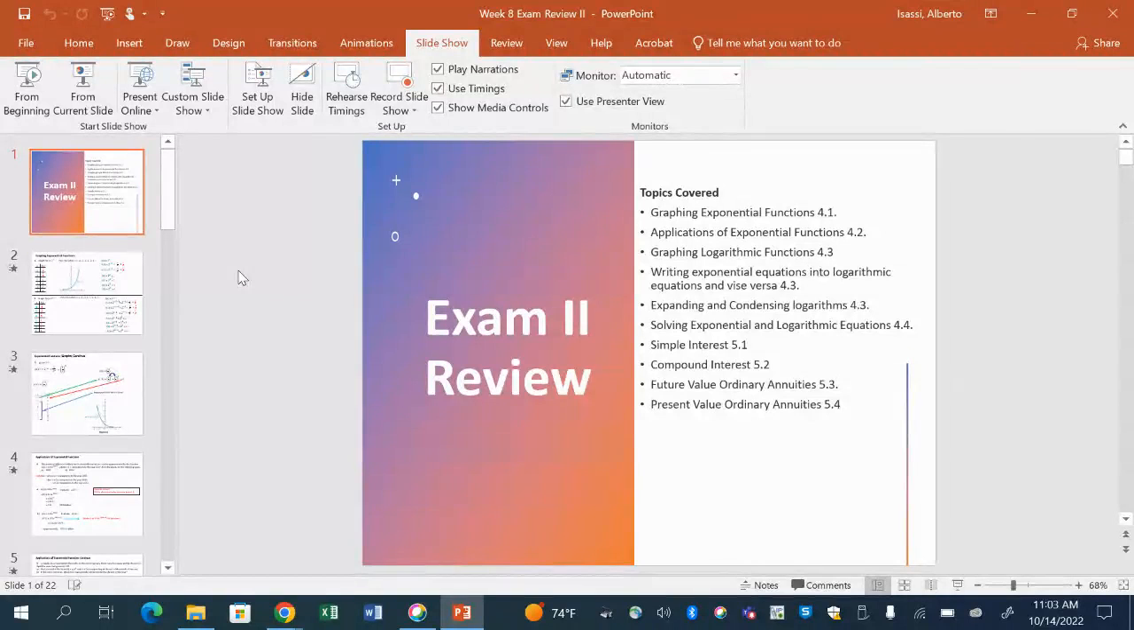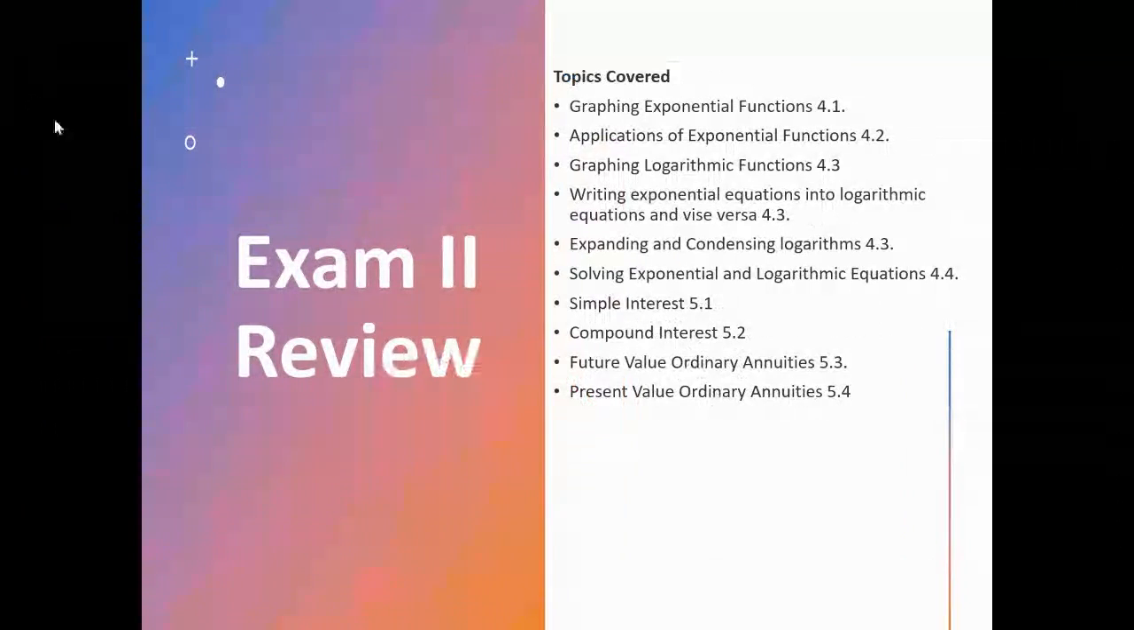Friday Math Happy Hour. Today's topics, we're going to cover the exam review number 2, which covers sections from chapter 4 and chapter 5. So I'm going to do maybe 1 or 2 problems from each section, and hopefully this will be helpful for your exam review. Okay, the first thing that we're going to cover is the section 4.1, which is called graphing exponential functions.